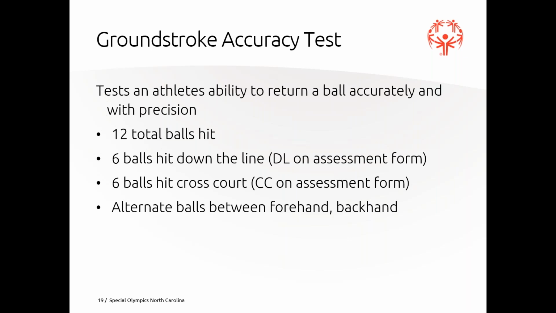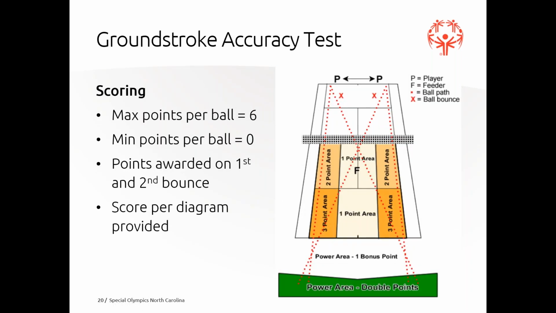The athlete will first hit 6 balls down the line. This means they should be stationed on the end line and should aim to hit the ball across the net and down the line in the point area. The athlete will start with a forehand down the line shot. DL means down the line, and then alternate with a backhand until 6 shots are recorded.